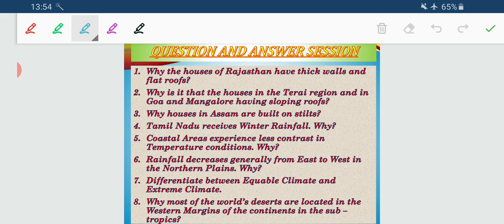When they receive a huge amount of rainfall, if the roofs are flat, obviously it will damage the houses. So that is the reason the sloping roofs enable the rainwater to flow off easily, so that it can prevent the house from any sort of damage. This is the reason why the roofs are sloping in these three heavy rainfall regions, that is Terai, Goa and Mangalore. Third question, why are houses in Assam built on stilts?